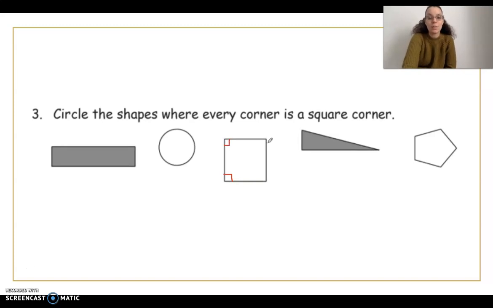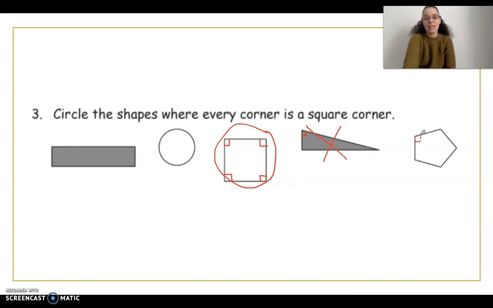We need to circle the shapes that have all square corners. Does a square have all square corners? Yes. Every square has 4 right corners or 4 right angles. Well, if I draw that in this corner, does that look like a square? No. So this does not have all sides with square corners.